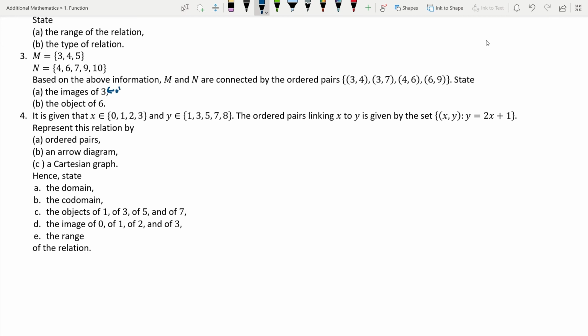3 is the object. When 3 is the object, we have 4 and 7 as the images. So the images will be 4 and 7. Objects of 6: in this case, 6 is the image, this one. So we have 4 as the object.